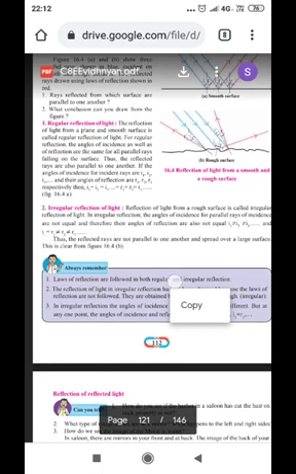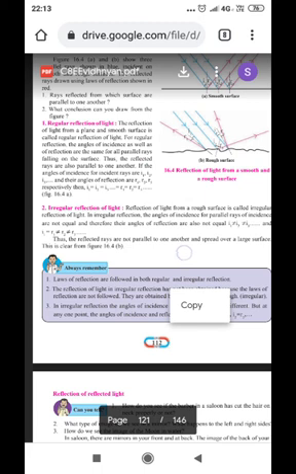Rays reflected from which surface are parallel to one another? Now, if it is a plane surface, the reflected rays and the incident rays both are parallel to each other. What conclusion can you draw from the figure? We can infer that the angle of incidence and the angle of reflection are both equal when the surface is smooth.